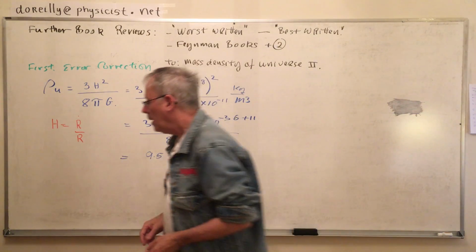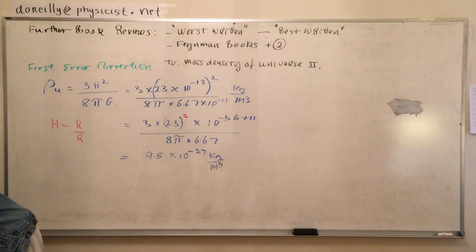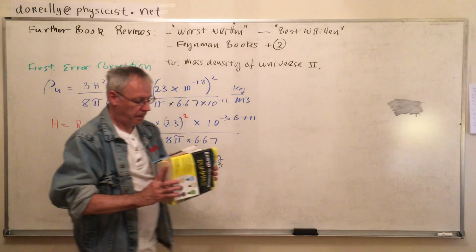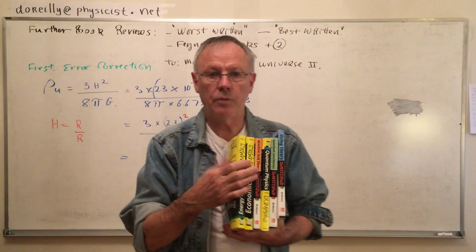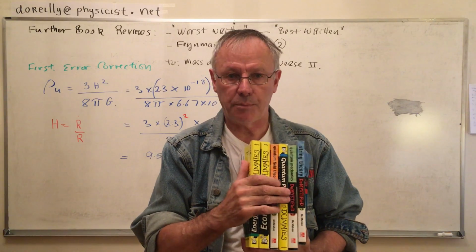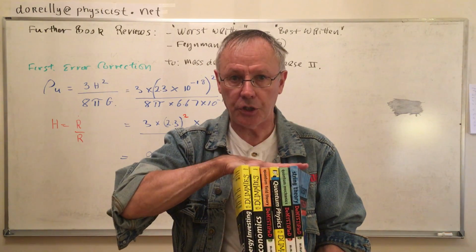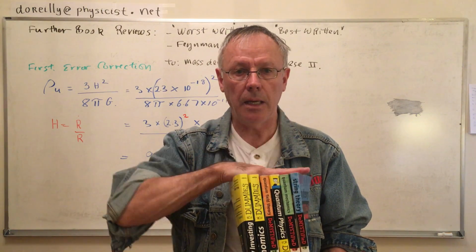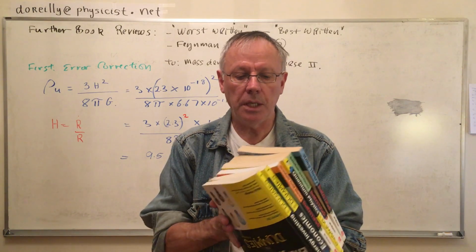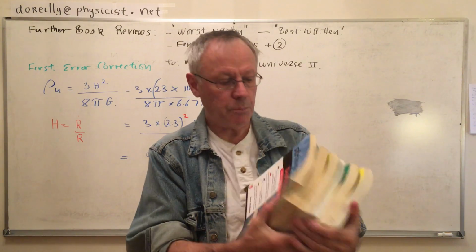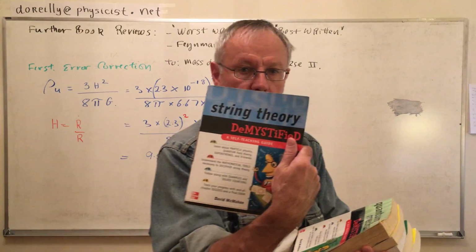Okay. Now, I want to give you guys a big surprise. Some of the best and most clearly written books in physics, because they are constrained by their publisher to be clear and to hit the nail on the head, are the For Dummies and Demystified books. String Theory Demystified.